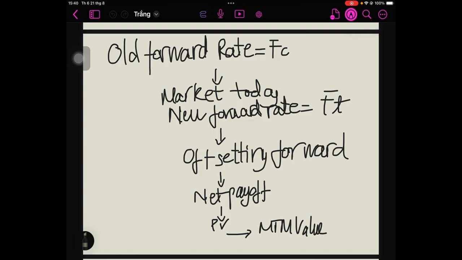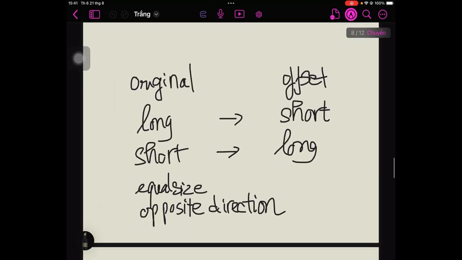Here's the easy way to understand mark-to-market. Imagine you want to close your existing forward contract today. You don't simply erase the contract. Instead, you enter into an offsetting forward position. If your original contract was a long position, your offsetting position is short. If your original contract was short, your offsetting position is long. The two positions cancel each other at maturity, but because the two contracts have different forward rates, there is an economic difference between them. That difference represents the value of your original contract.